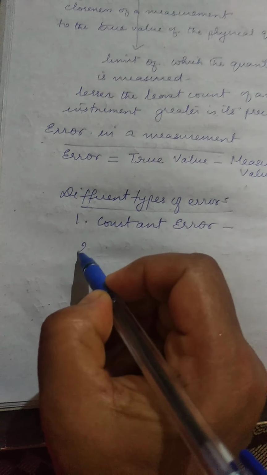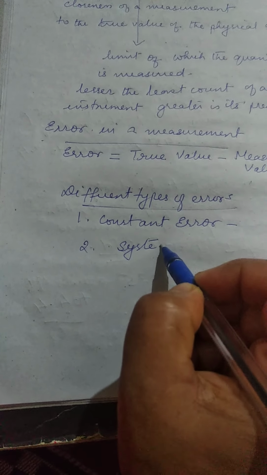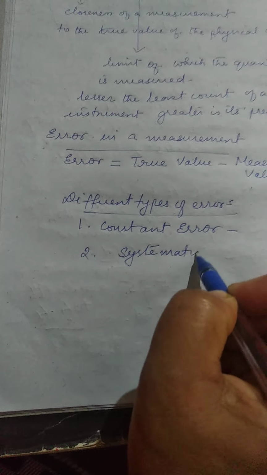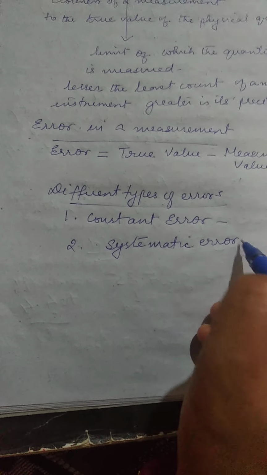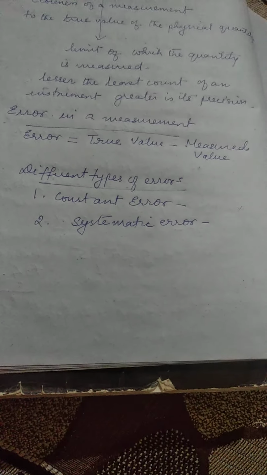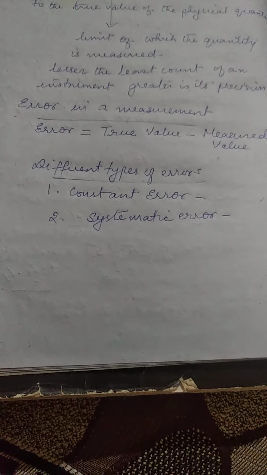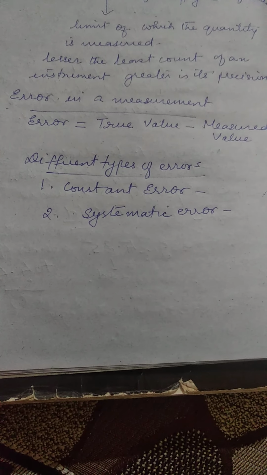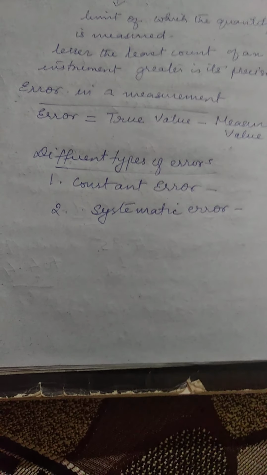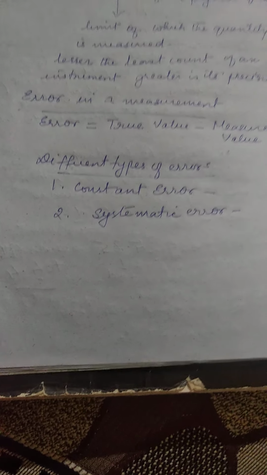Then comes number 2, systematic errors. Since this is a video, you can write it down by listening to it. I am not giving you the notes in written form. Systematic error means the error which tends to occur in one direction, either positive or negative. So such errors are called systematic errors.